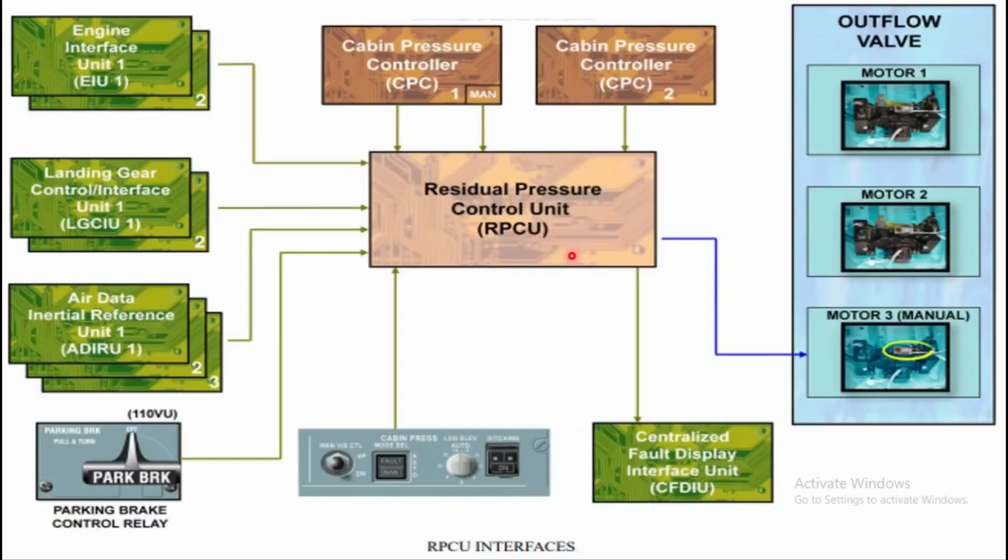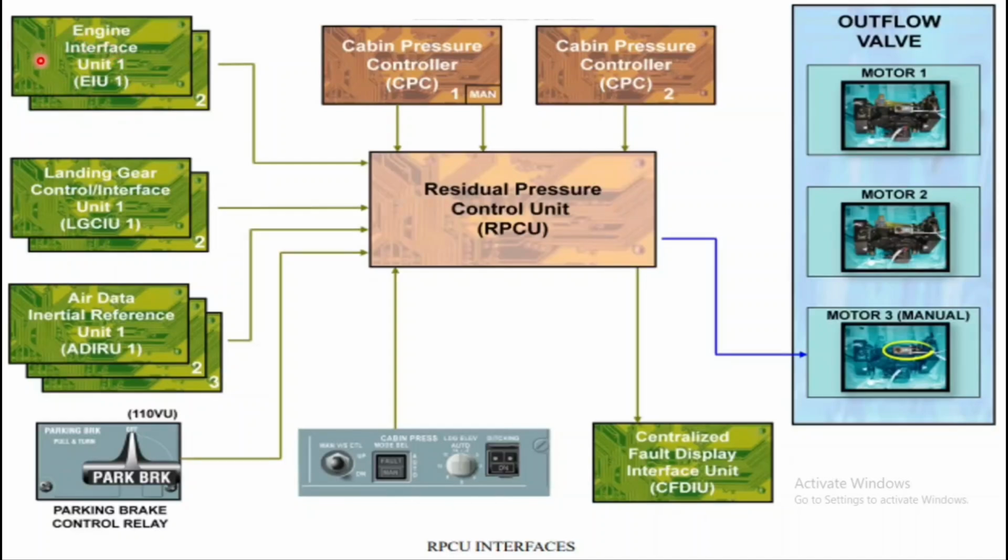So let's go into more detail about that RPCU. The RPCU, residual pressure control unit, has the following interfaces with the EIU, LGCIU, ADIRU, parking brake, and the cabin pressure controller, CFDIU for fault generation, and motor 3. Motor 3 will also give a signal. So these many things are there. We will discuss how the RPCU is functioning and what the interfaces are.